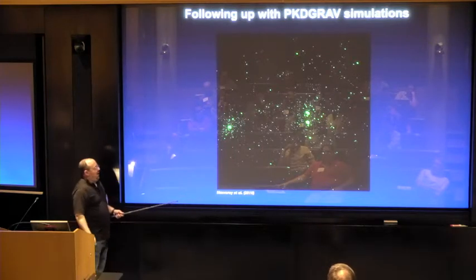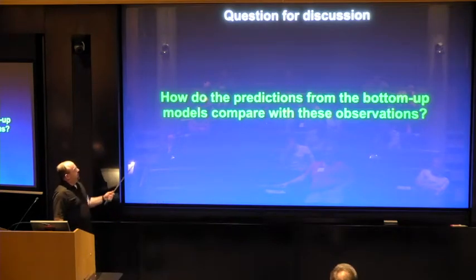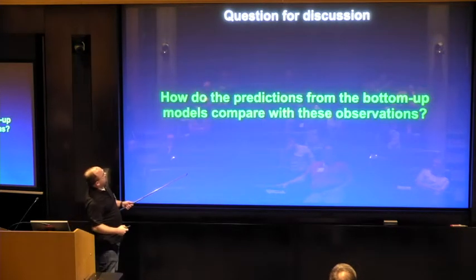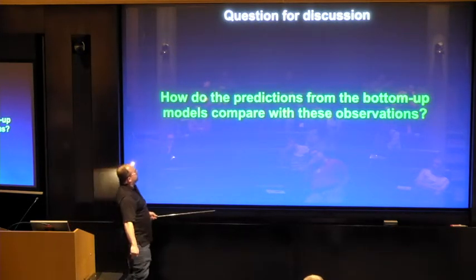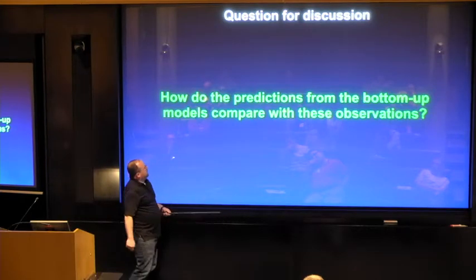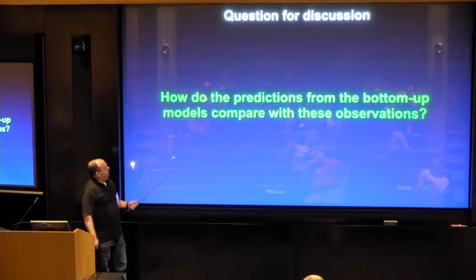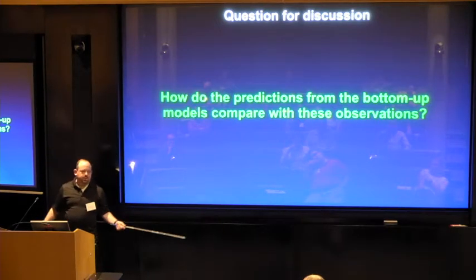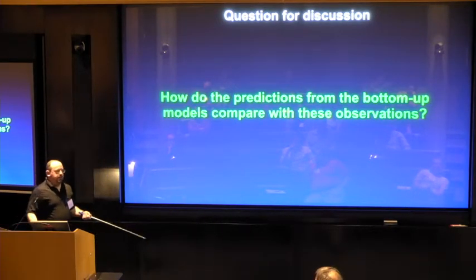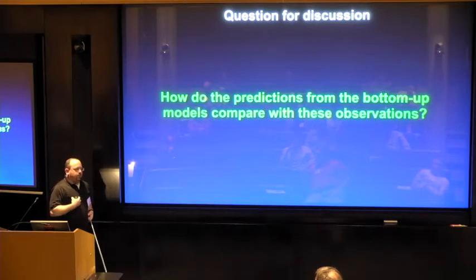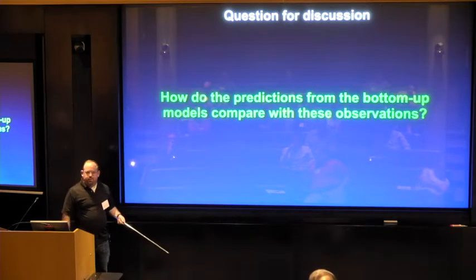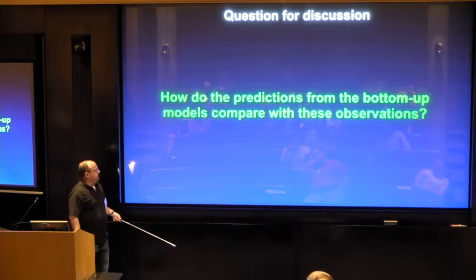All right, and so what was I going to say? Oh yeah, so I guess the question for discussion is, how do the predictions from the bottom-up models compare with these observations? So I've talked so far about all this stuff from top-down collapse, but I would like to hear more, if not anything for just my own education, how the bottom-up models compare with these observations. Is there anything to learn from that?